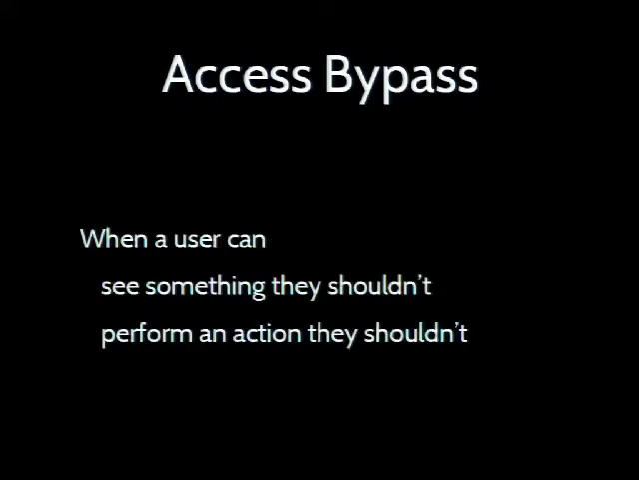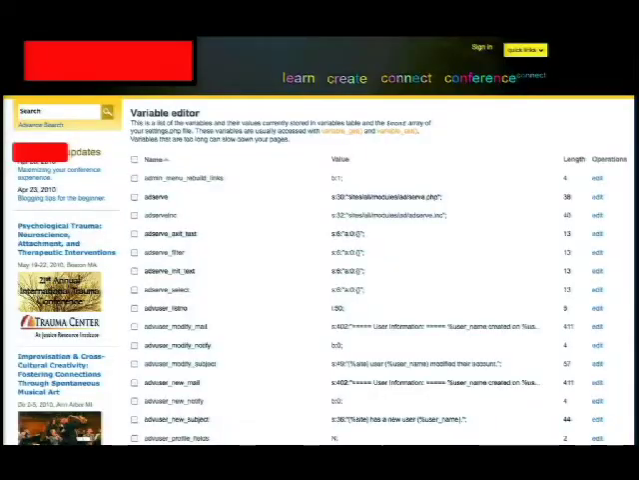So just to recap, access bypass is basically when a user has the ability to do something that he shouldn't be able to do, like view an entity, or modify that entity, whatever that entity is, or perform some custom action like send an email from your website. So this is a good example.